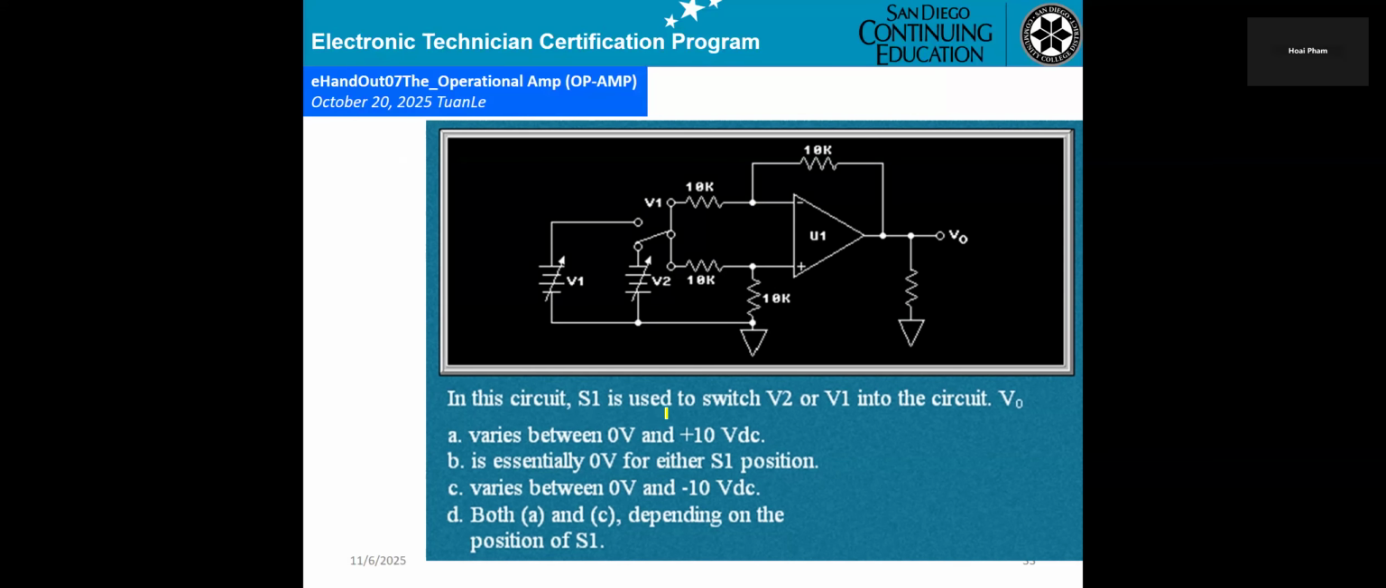In this circuit, R1 is used to switch V to V1. That means you can connect to V2 or connect to V1. Okay, it varies between 0 and 10 volts DC. It's only 0 volts at one position, and otherwise varies between 0 and minus 10 volts. Both A and C depend on the position at one.